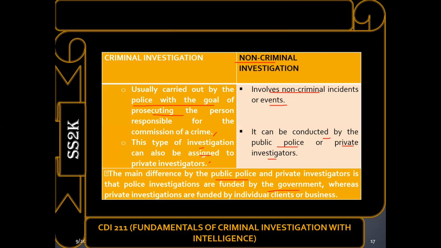So, meaning when you say criminal investigation, it is investigation which is connected or related to a certain crime, no, to discover the person who committed that crime so that that person will be convicted if there is sufficient evidence that will be provided in court. Okay? So, yun po yung criminal investigation. Yung non-criminal, hindi po tungkol sa krimen ang iniimbestigahan. Yun po yung simpleng paliwanag.